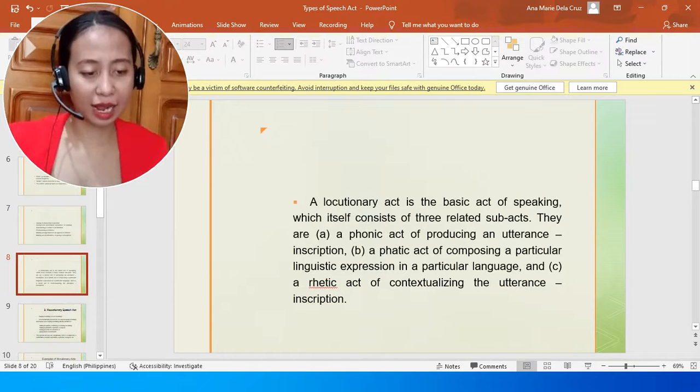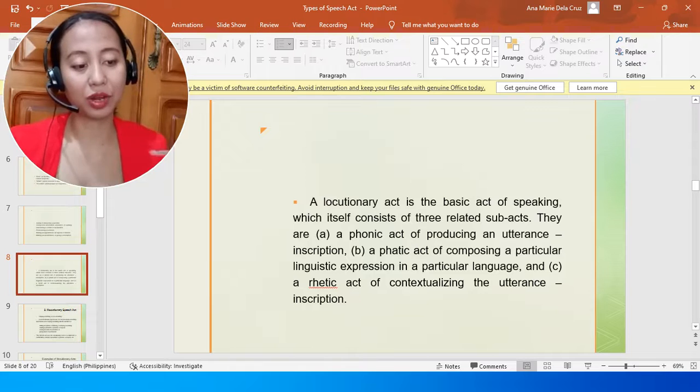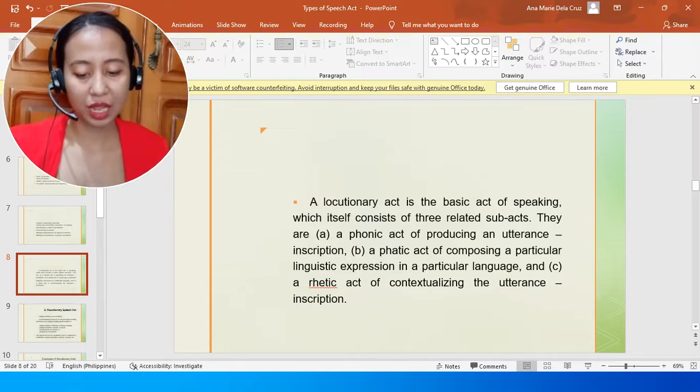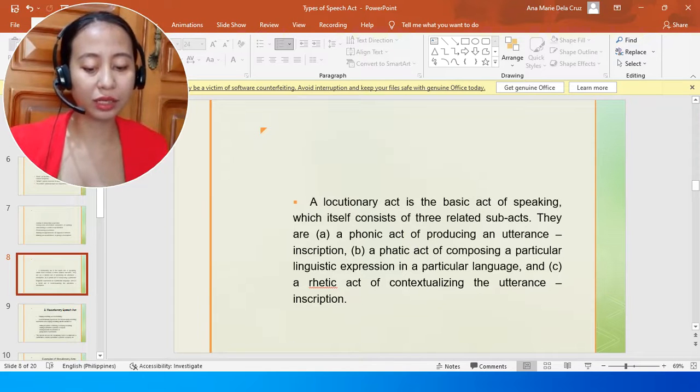A locutionary act is the basic act of speaking, which consists of three related sub-acts. So there are three. First, phonic act of producing an utterance inscription. In phonic act, this is just producing a sound, concerned with the physical act of producing a certain sequence of vocal sounds and written symbols. The word itself, phonic, it is about sound, like "Huh?" Those are examples of phonic act.